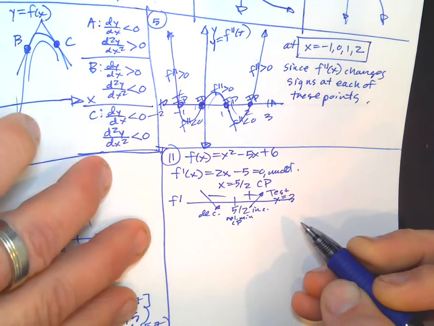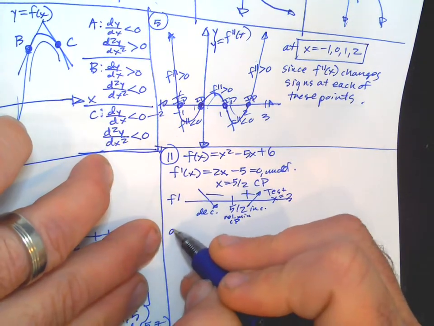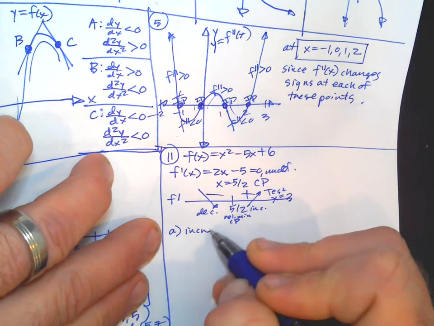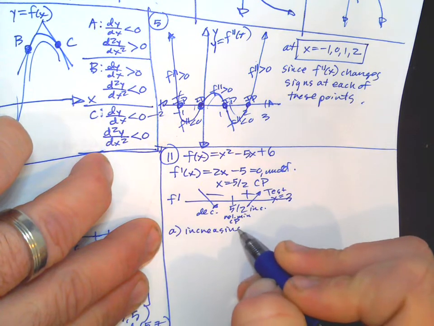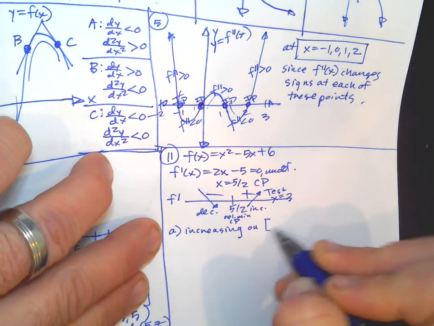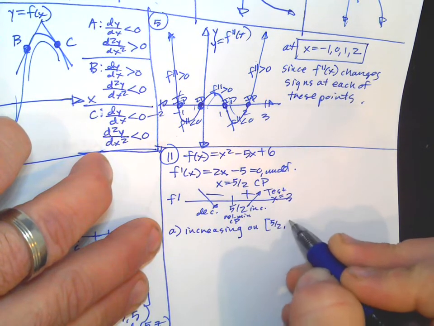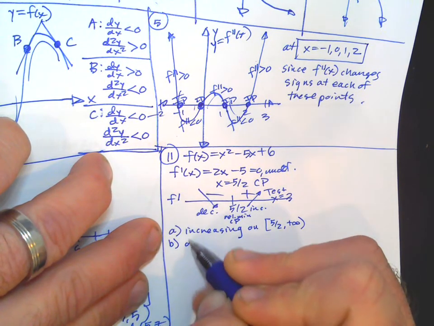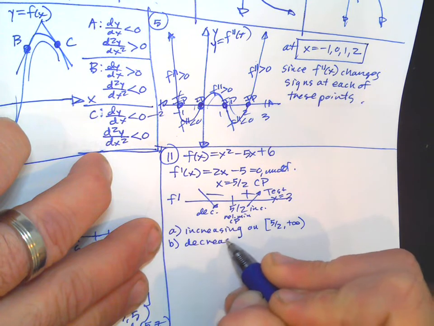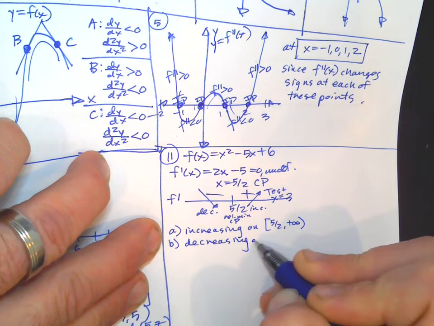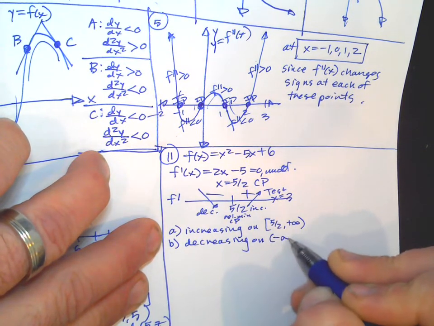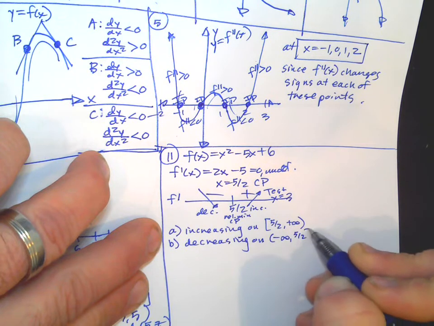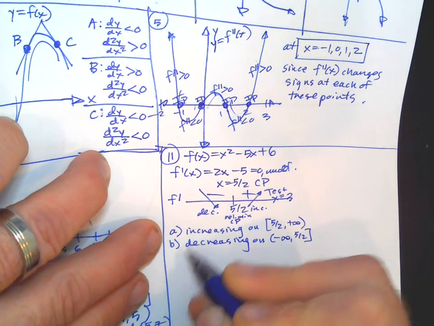So they said, where is it increasing? For part A, it's increasing on the interval 5 halves to positive infinity. And you include the 5 halves. B, use the same word for decreasing. So it's decreasing on the interval negative infinity to 5 halves. So those are those answers.